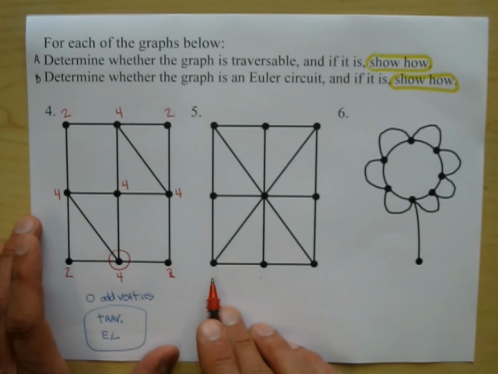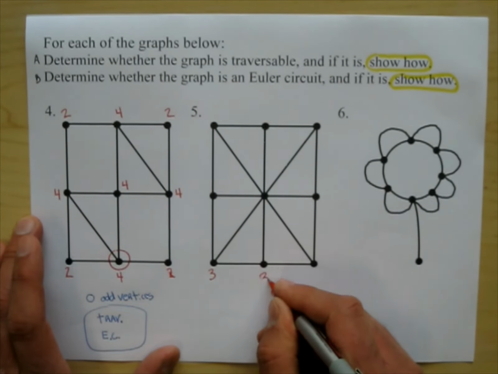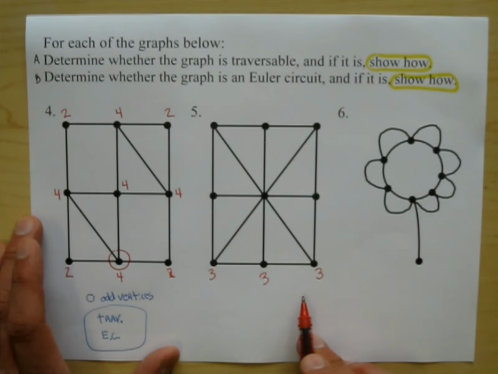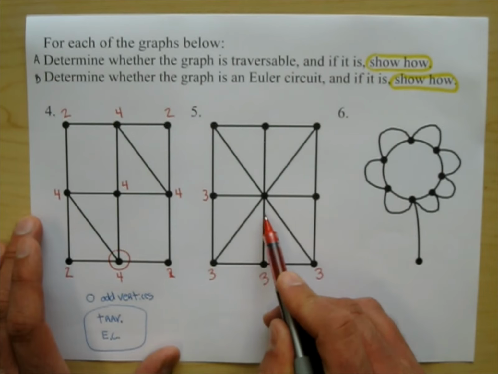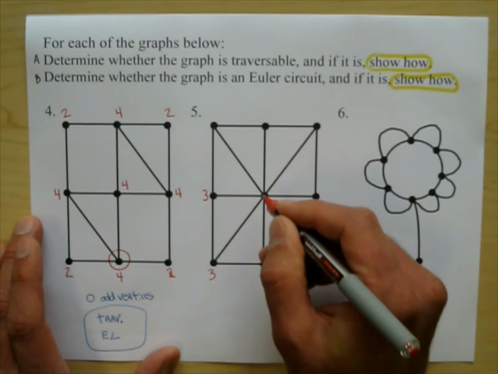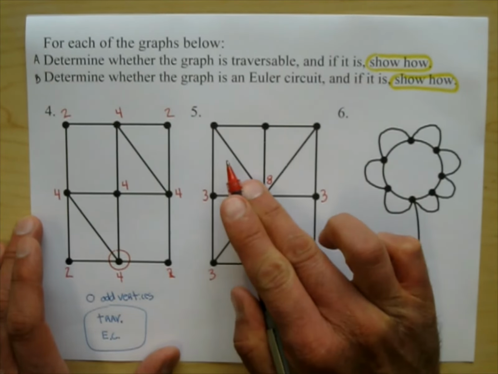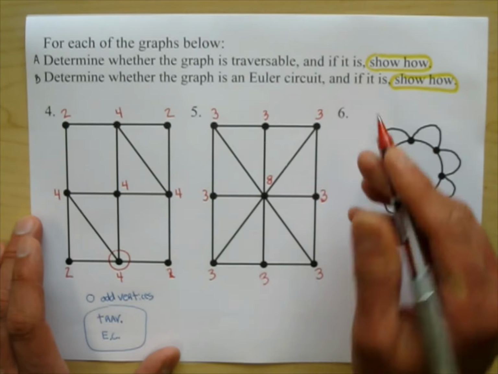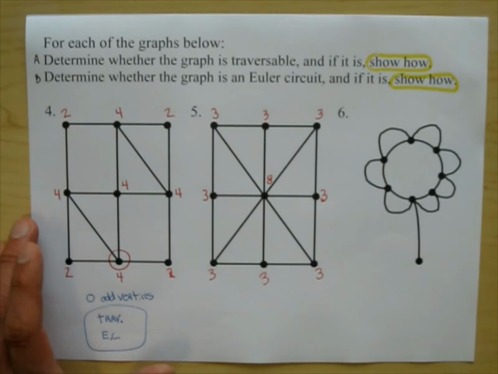We'll label the vertices. This one gets a 3, 3, 3. So already, game over. Let's go ahead and label them all. So there's a 3 there, and oh boy, 1, 2, 3, 4, 5, 6, 7, 8. 3, 3, 3, 3. There are 1, 2, 3, 4, 5, 6, 7, 8. 8 odd vertices.